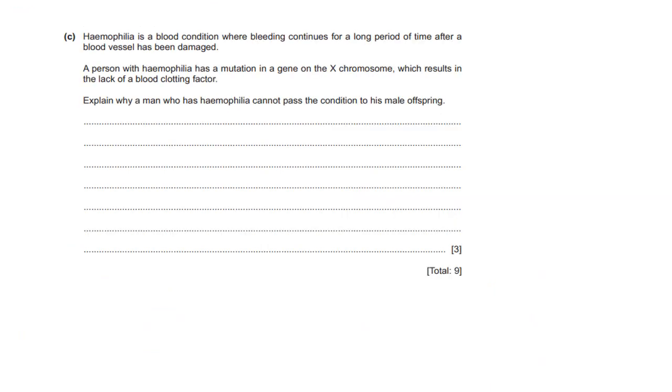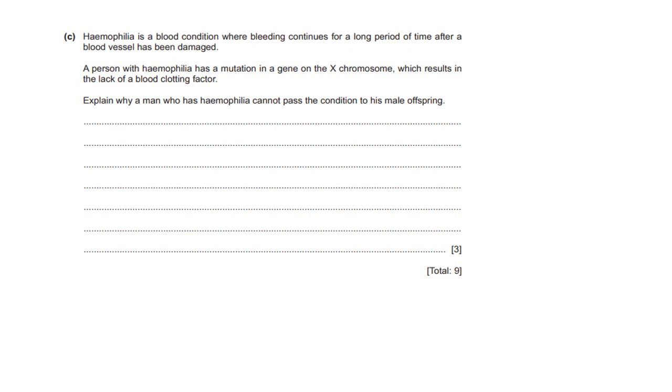Then the last question for that one, it says hemophilia is a blood condition where bleeding continues for a long period after a blood vessel has been damaged. A person with hemophilia has a mutation in a gene on the X chromosome, which results in the lack of a blood clotting factor. Explain why a man who has hemophilia cannot pass the condition to his male offspring. I love that they asked this question because I explained it in the videos on inherited change. So again, please check those out.